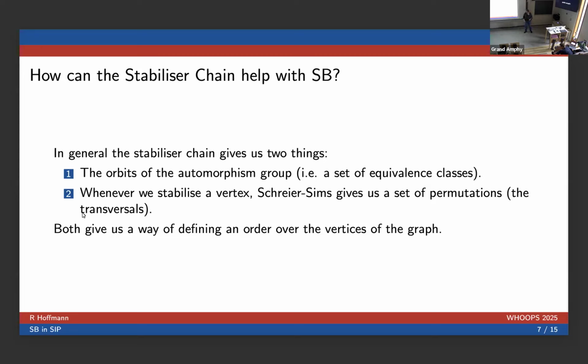So trying to use these additional permutations that give us a little bit more information, we believe, and to be fair, looking at how many nodes we remove, it does give us a little bit more information than our orbits, and each of those can give us a different order over the graph that we're trying to symmetry break over, which is great.